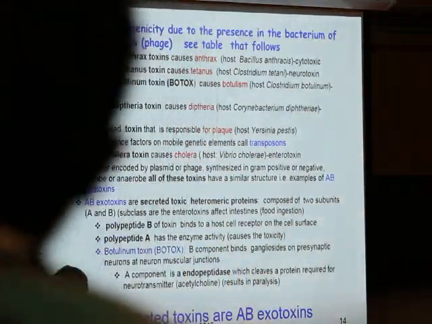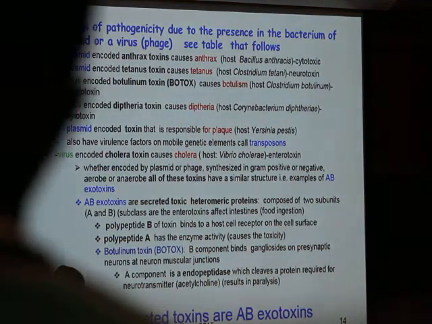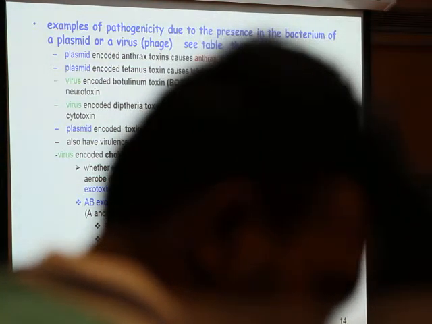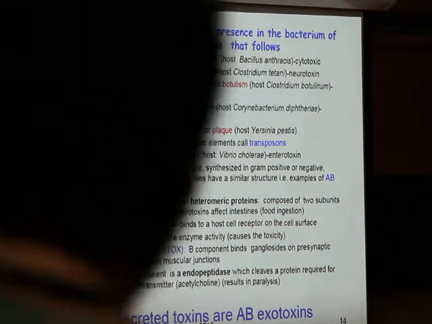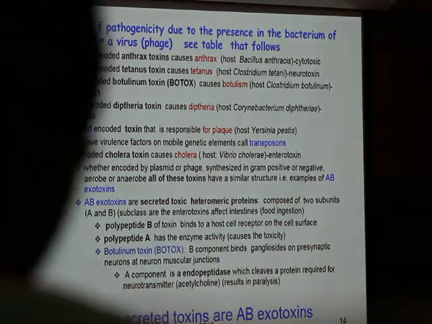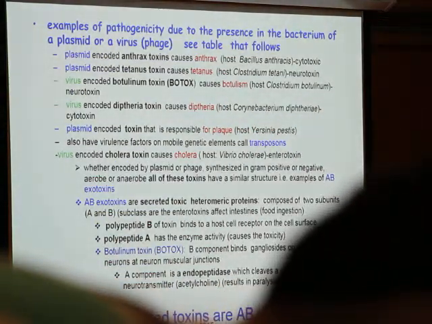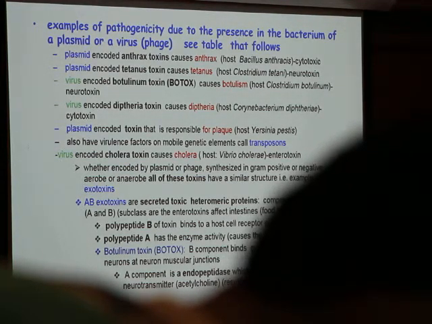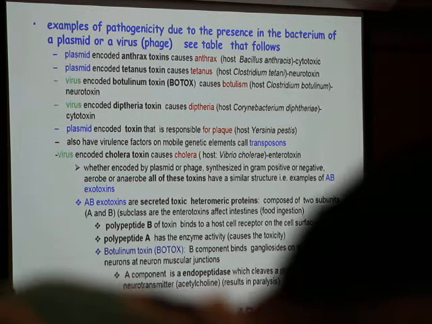Diphtheria is also caused by a lysogenic virus, and it's found in Corynebacterium diphtheriae. And it's actually a plasmid that encodes a toxin that is responsible for the plague. One of the other things you have to understand is that on these plasmids or lysogenic viruses, these factors may actually be within a transposon. So the transposon is part of the plasmid or the virus, which we also know means that ultimately it could then jump to the chromosome itself.